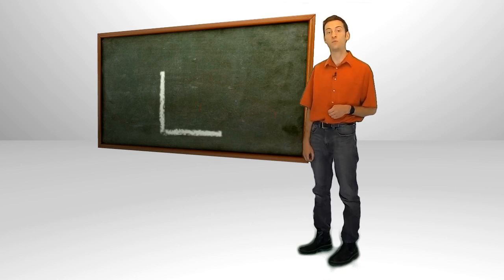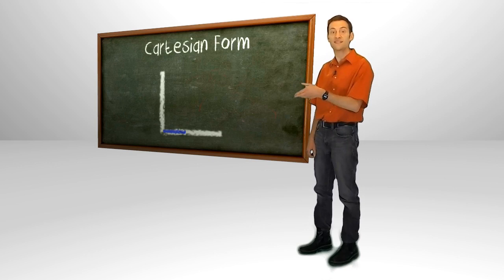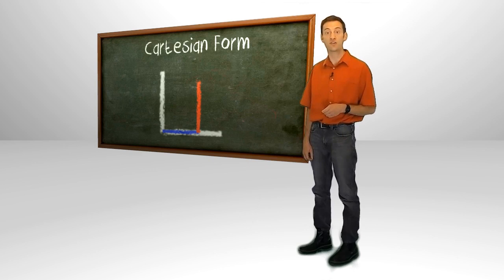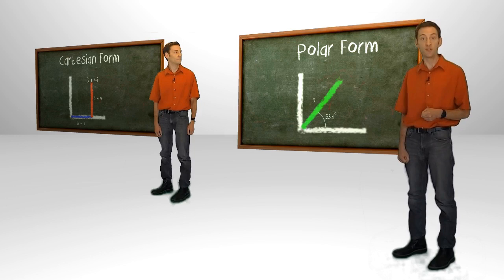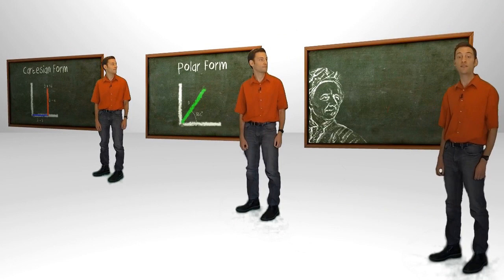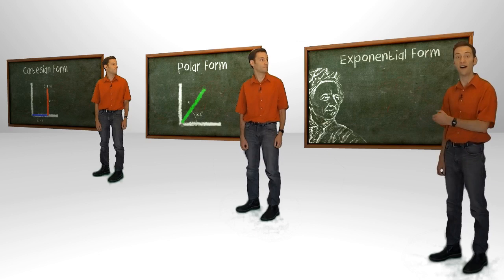We could describe them in Cartesian form, using the distance we walked along the x and y axes to describe the coordinates of the apex of the triangle in the complex plane, 3 plus 4i, which are the amplitudes A of the cosine wave and B of the sine wave, respectively. We could describe them in polar form, using the length of the hypotenuse and the angle of the triangle, which corresponds to the amplitude and phase shift of S of theta. And finally, Euler showed us that by using his formula, we can describe them in exponential form as 5 times e to the i times 53.1 degrees.